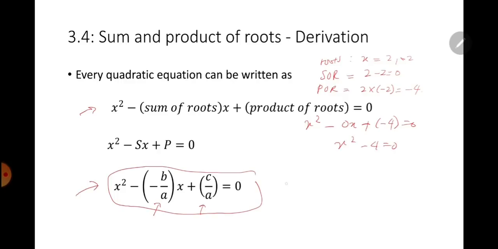Okay, so if you have ax squared plus bx plus c equals 0, you can get the sum and product of roots using negative b over a for the sum, and the product of roots equals c over a. Now how do you get this? Let's derive together. Say you have the equation ax squared plus bx plus c equals 0. The roots of this general quadratic equation will be x equals negative b plus minus square root of b squared minus 4ac, all over 2a.